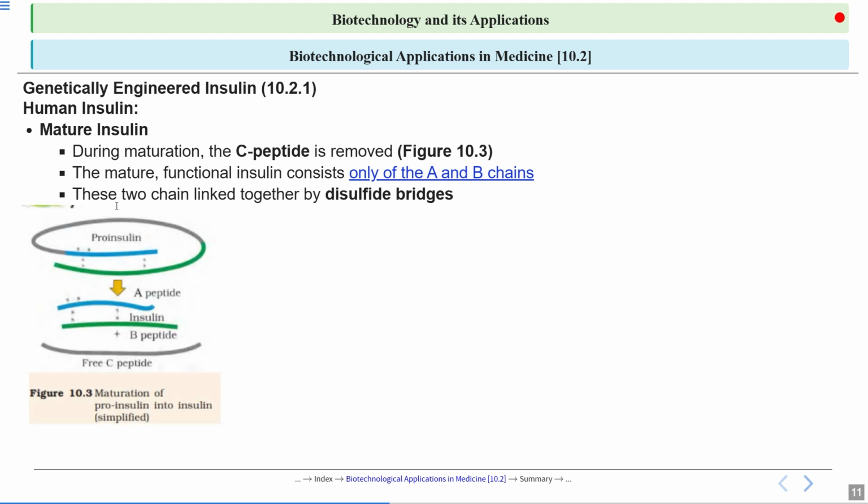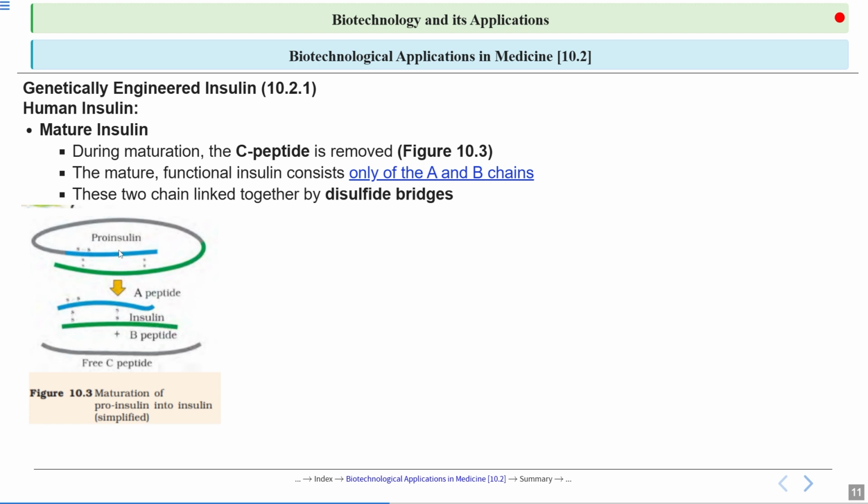So this is the NCERT figure in which maturation of this proinsulin into insulin has been shown. So this proinsulin, like, this is peptide A, blue and green is the peptide B, and in the middle, this gray part is the C peptide.